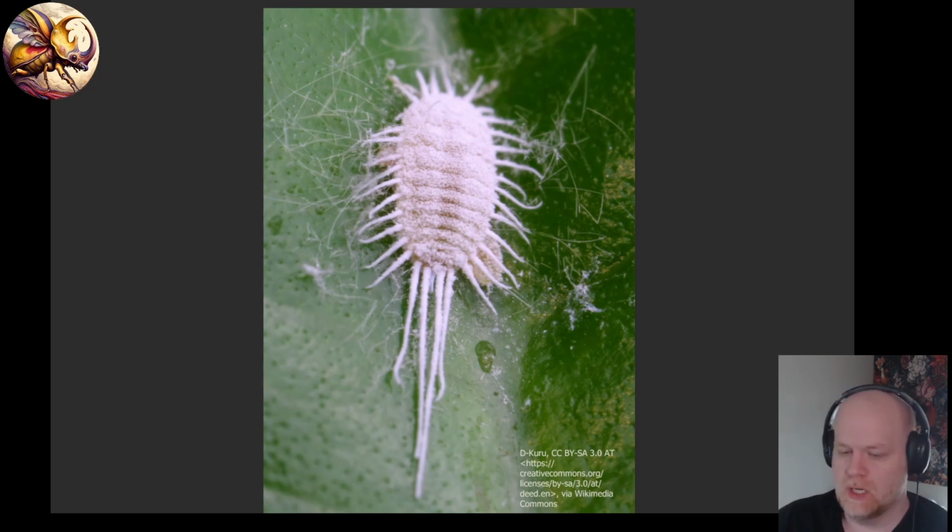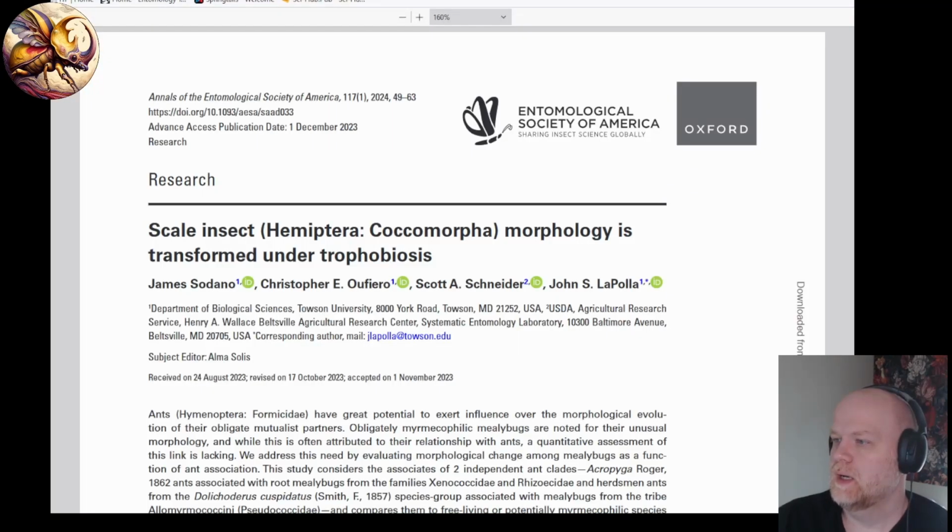So today I wanted to talk about this paper that was published earlier this year. Let me pull this up here. It is called Scale Insects, Hemiptera, Coccomorpha: Morphology is Transformed under Trophobiosis. So there's a lot there if you're not super familiar with these entomology groups or these insect terms. To start out, let me just point out that this is actually a pretty interesting paper. I did have a few concerns about it, but it really was a subject I didn't know that much about. I knew about this subject broadly.